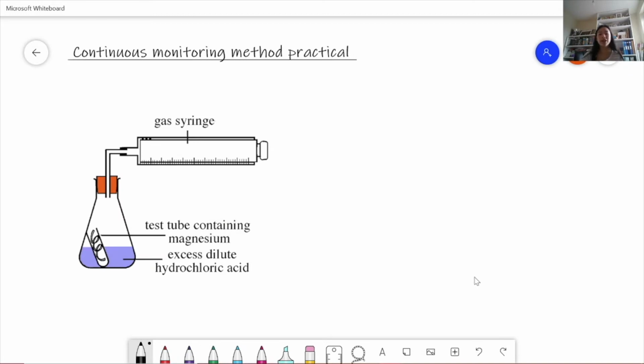So we're going to have a quick look at a continuous monitoring method practical. And continuous monitoring just means that you're recording values continuously, so say every minute or every 2 minutes. So this experiment is when we add solid magnesium to dilute hydrochloric acid. And what is formed is, if we write out the equation, we have magnesium and hydrochloric acid. And what this forms is the magnesium chloride salts and hydrogen gas.